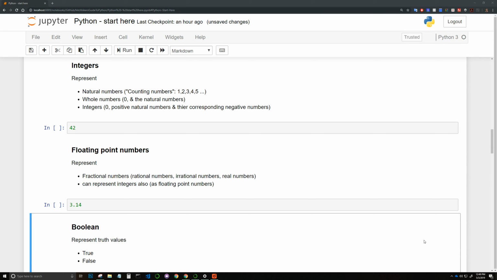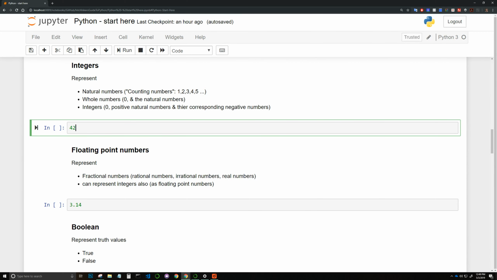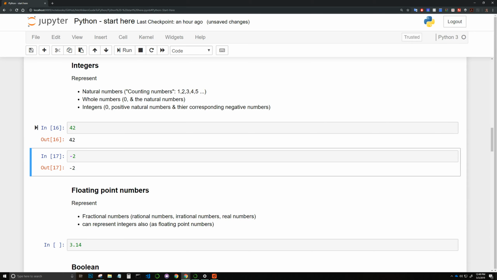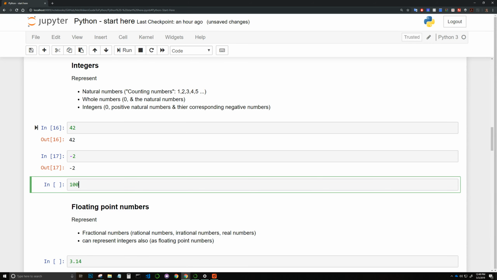In math, they're called natural numbers, which are the counting numbers 1, 2, 3, etc. And whole numbers include these counting numbers and 0. And then integers, covering this whole group, including those two subsections, are 0, the positive natural numbers, and the corresponding negative values. So 42 is an integer. Another integer can be -2, and another integer could be as big as 100.